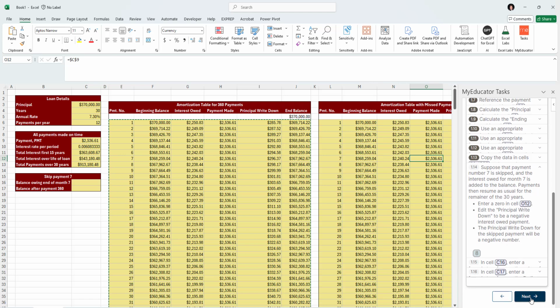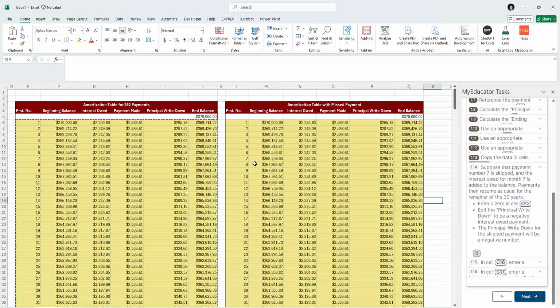Suppose payment number 7 is skipped. So enter a 0 in the cell. Principal write down is negative all by itself. It doesn't have to be edited. Yes.